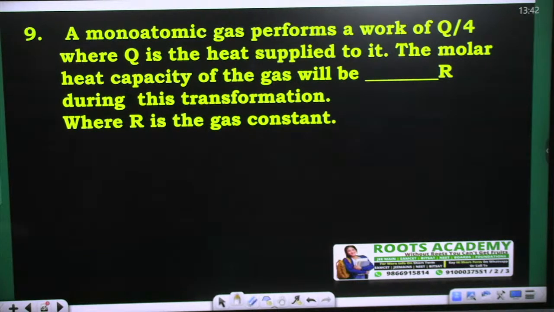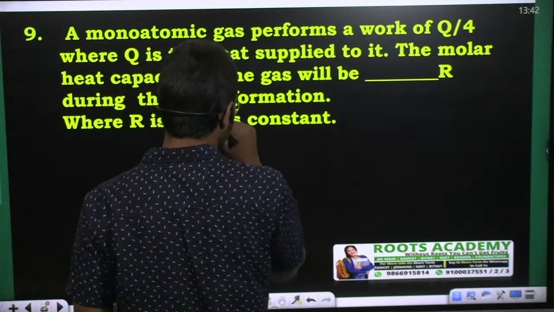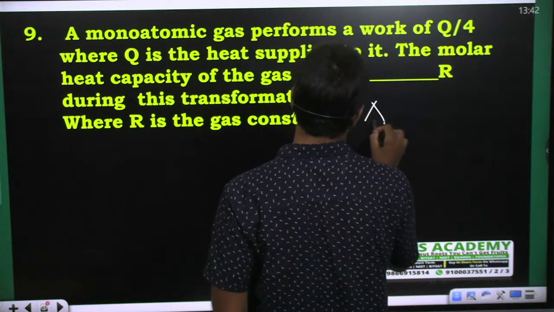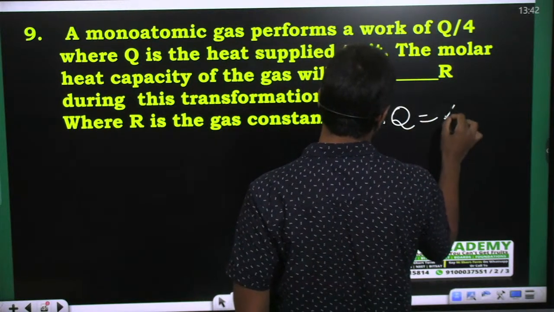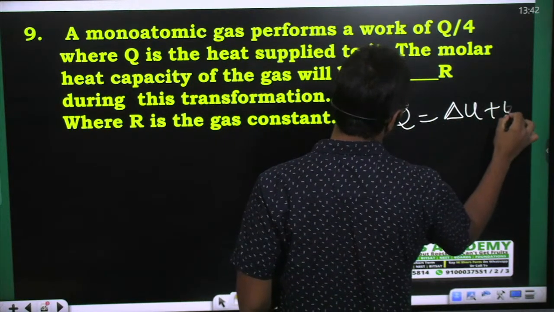So a monatomic gas performs the work of Q/4, where Q is the heat supplied to it, and the molar heat capacity of the gas will be dash R during the transformation, where R is the gas constant. See, we know from the first law of thermodynamics, heat supplied is equal to change in internal energy plus work done.